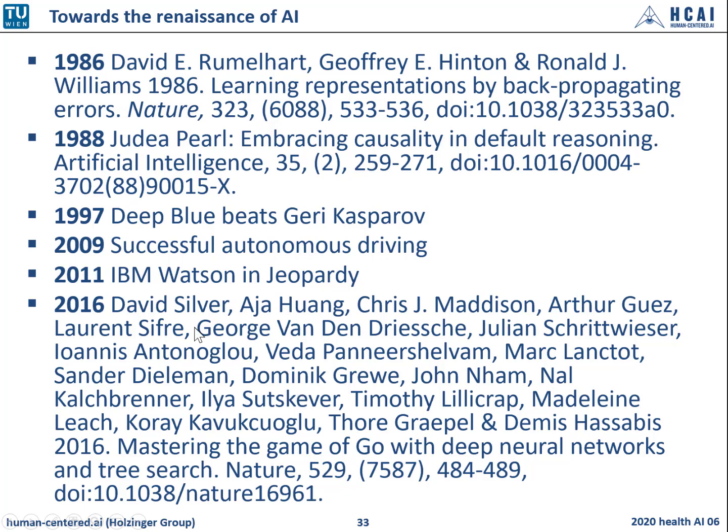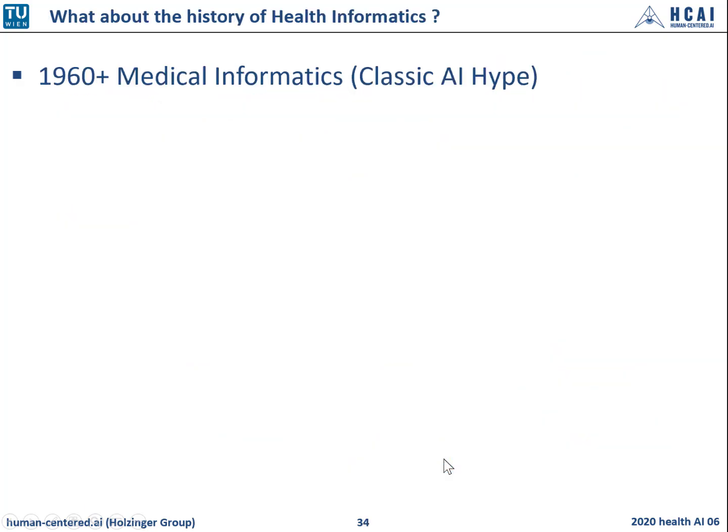And then in 2016, of course, the huge success of the game of Go by the DeepMind people. So this is very, very interesting. So the last entry is the famous paper by DeepMind. Meanwhile, 7,373 citations. And yeah, very interesting.